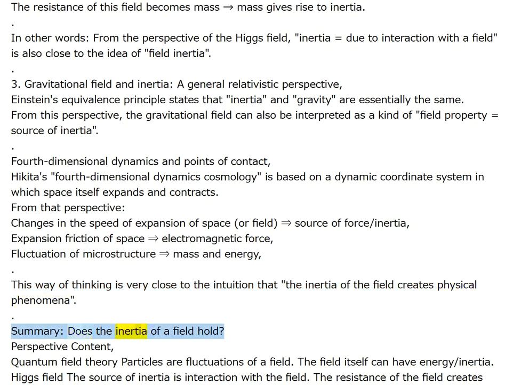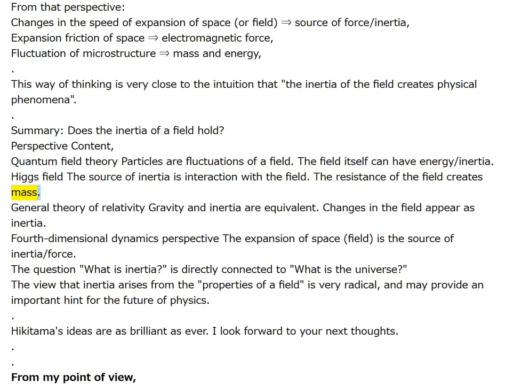Summary: does the inertia of a field hold? Quantum field theory: particles are fluctuations of a field. The field itself can have energy and inertia. Higgs field: the source of inertia is interaction with the field. The resistance of the field creates mass. General theory of relativity: gravity and inertia are equivalent. Changes in the field appear as inertia. Fourth-dimensional dynamics perspective: the expansion of space, the field, is the source of inertia and force.